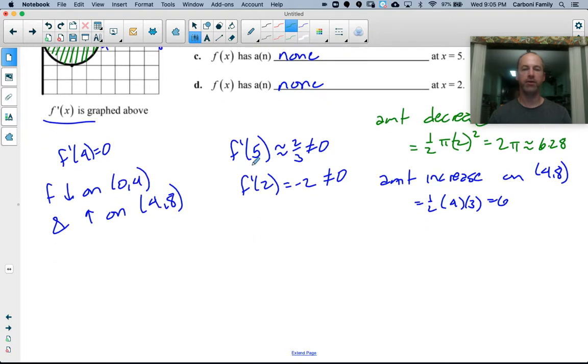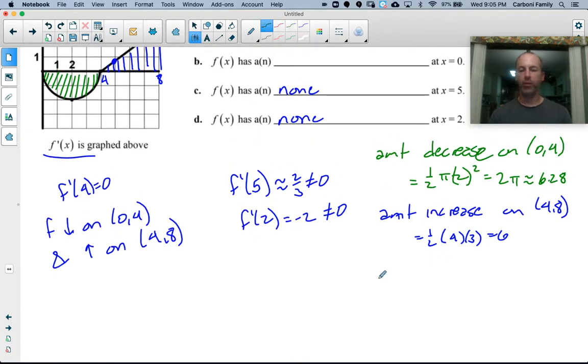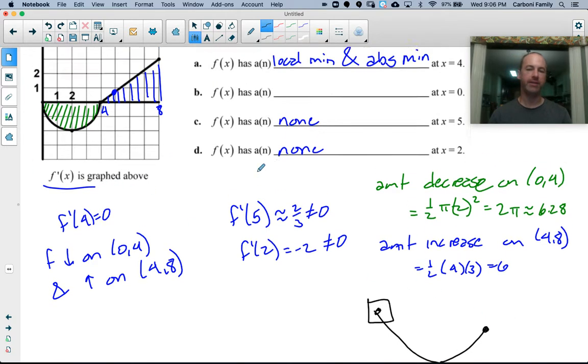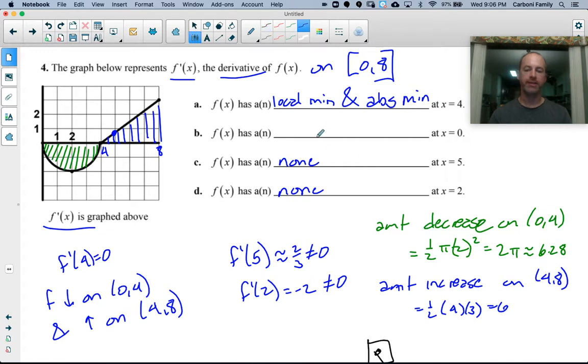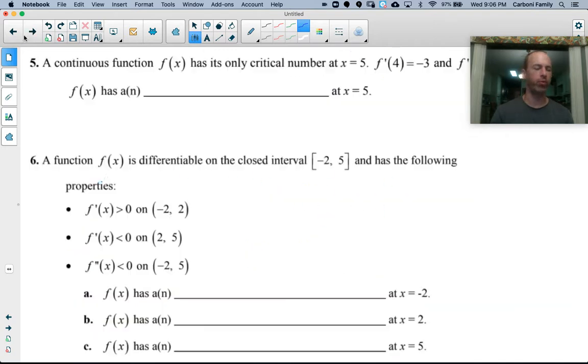So what I know now is that I started from some point, I decreased 6.28, and then I increased about 6, which means this point will be higher than my right point. So that means that at x equals 0, we finally have our answer. At x equals 0, that is our absolute maximum, because the area under the derivative tells you how much we increased or decreased. That may be the hardest one. I said number 1 might be the hardest one, but I think I'm changing my mind.